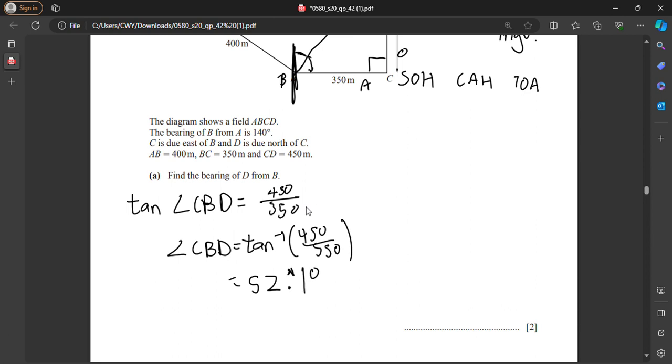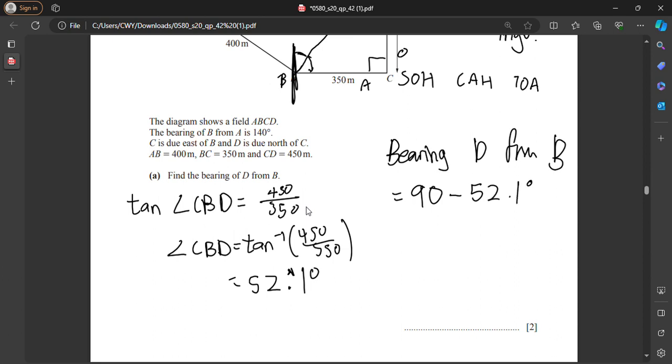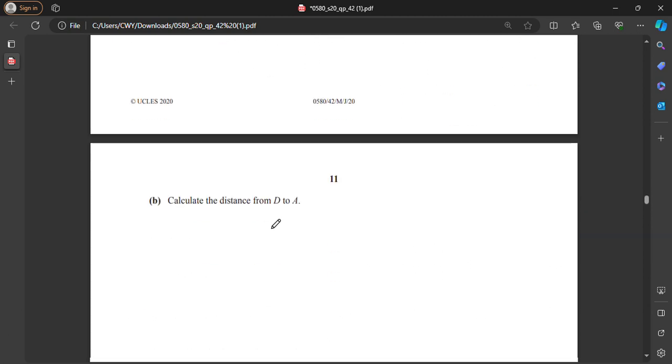So if I want to calculate the bearing of D from B, that means you have to take 90 degrees minus 52.1 degrees. Your answer will be 37.9 degrees. This is your final answer. So it's quite easy, straightforward. Just do some SOHCAHTOA.